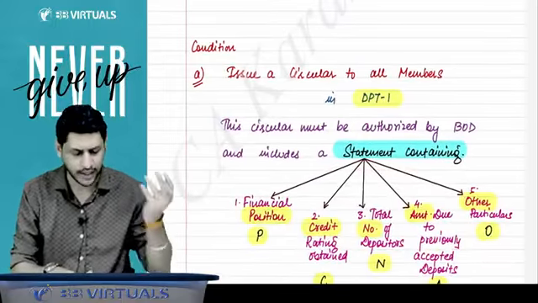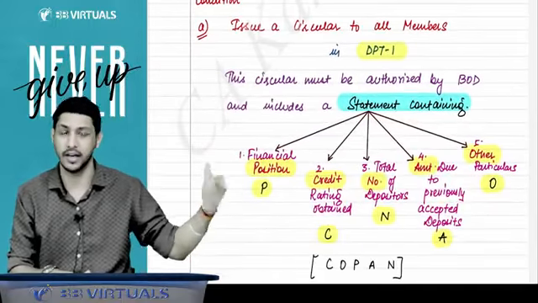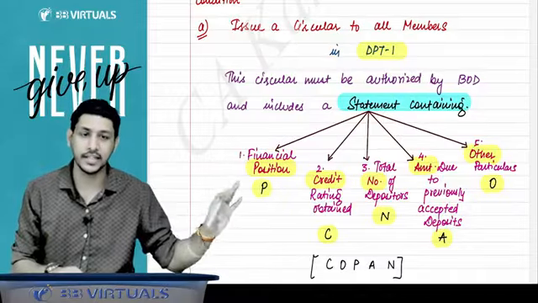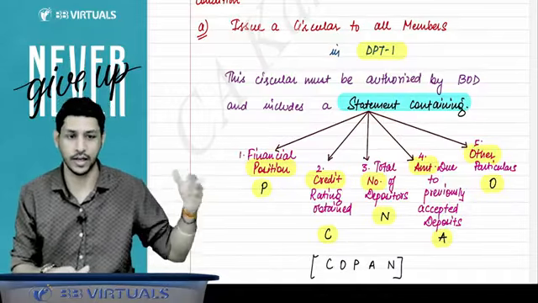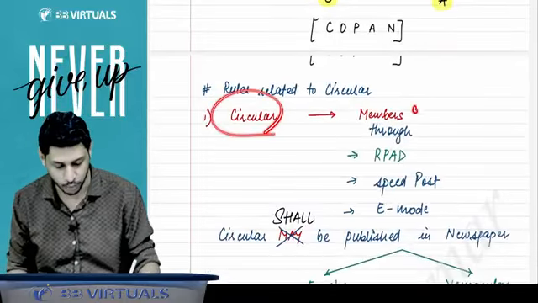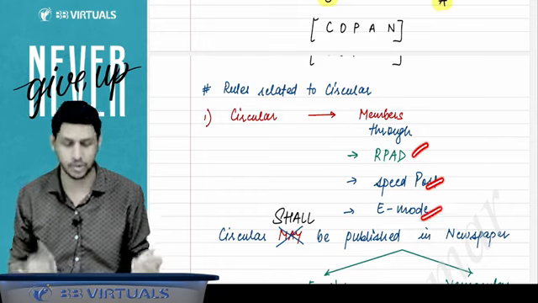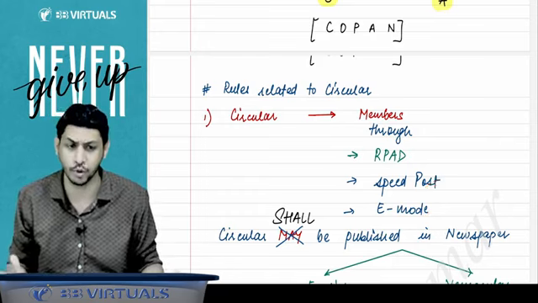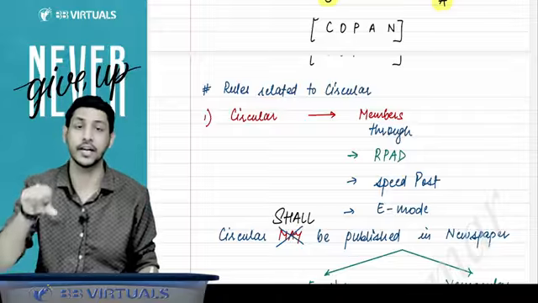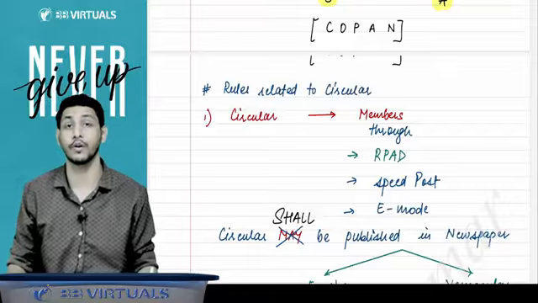Now, if I talk about the conditions, the same conditions they have given here only. I'll not repeat them again. I'll not waste the time here. The same conditions you have to fulfill. You have to issue a circular. Again, the same information must be contained. The circular must be sent to the members through RPAD, speed post, e-mode, whatever mode you want to use. But here there is a very big change, because you are accepting the deposits from the public, not only from the members.